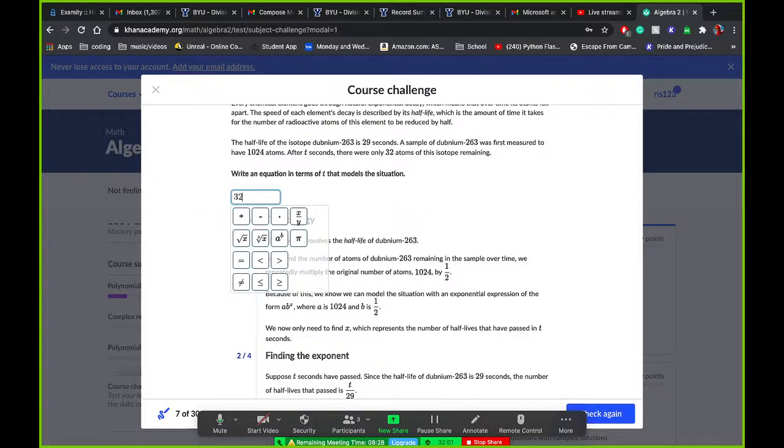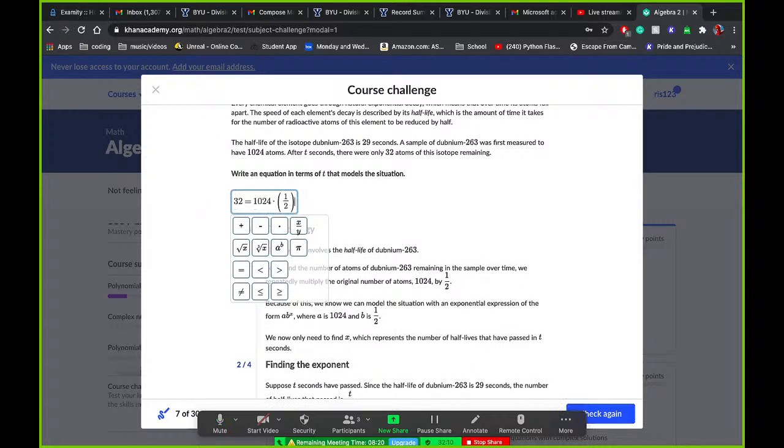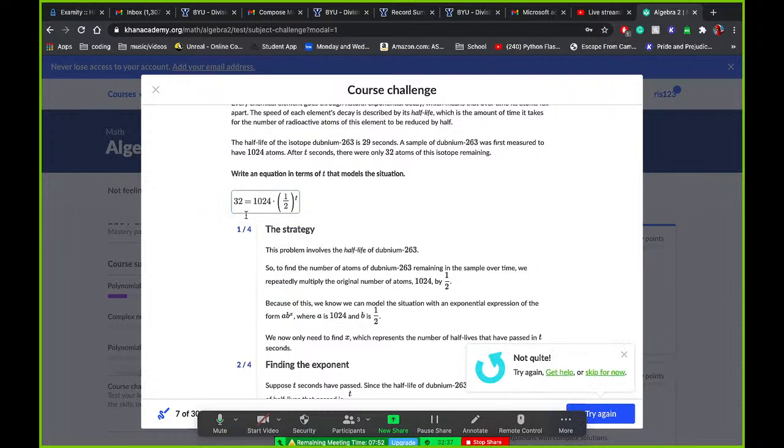So that's 32 is equal to 1024 times 1 over 2 to the power of x. And also has to be in terms of t. It does? Okay, so then that's t. Yeah, that's what it says. And you would have to move everything over there. So, just check this. No, that's not right either. I was hoping for an easy way out. Well, I guess we don't have one.